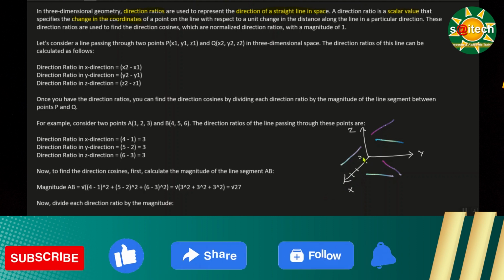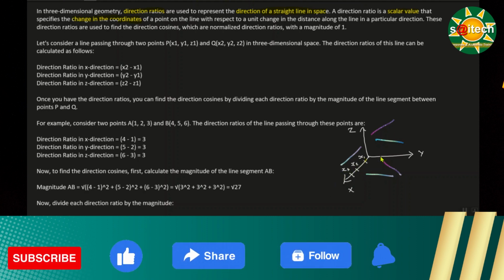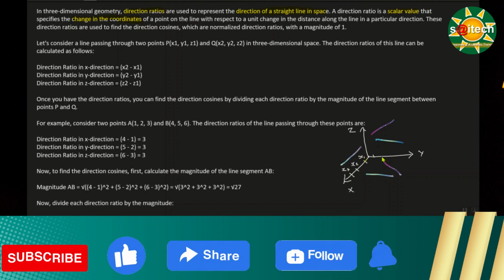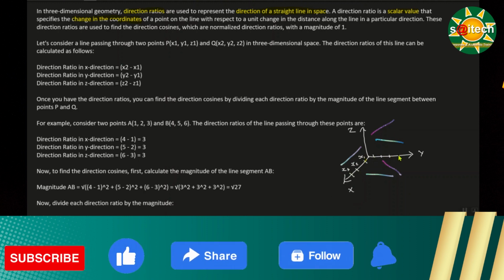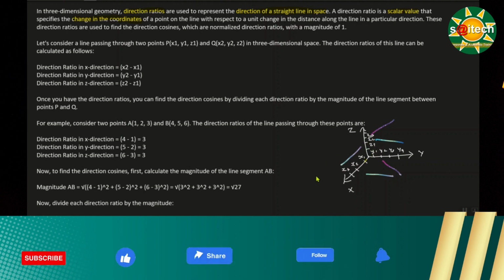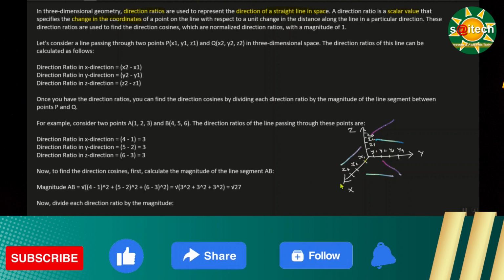We can call it x1, x2, x3, etc. Similarly, it can lie here or here or here or here. So this can be represented as y1, y2, y3, y4, etc. Similarly, on the z-axis, z1, z2, z3, etc. So if it is lying on the axis, it is very easy for us to see in which direction it goes.